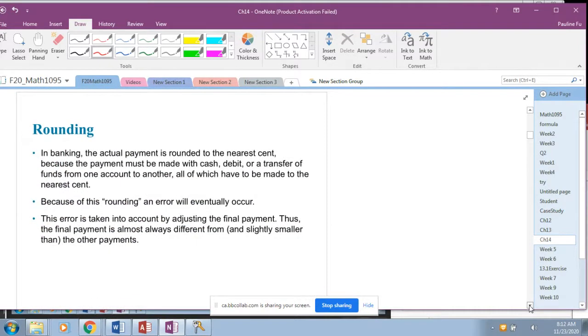Rounding problem. Some students always ask questions. Do I round to nearest tens or do I round to nearest dollars? What are the general rules for rounding? Okay, so in our textbook, the payment is rounded to the nearest cent. Okay, to the nearest cent means 2 decimal places.